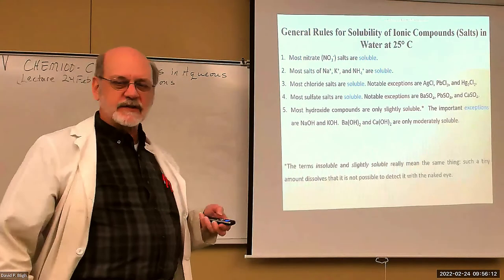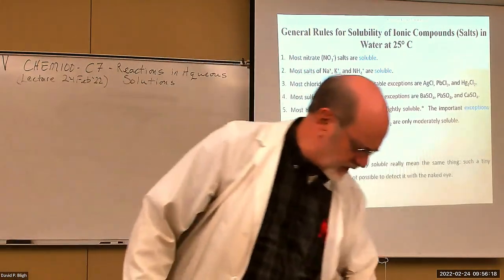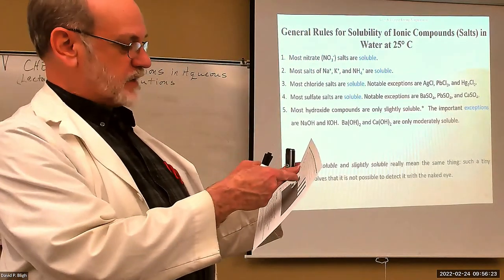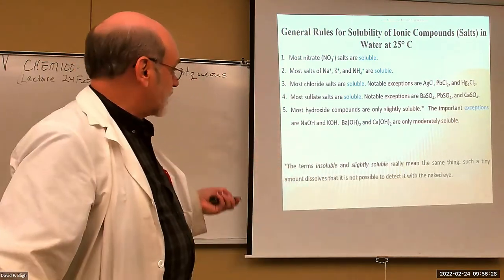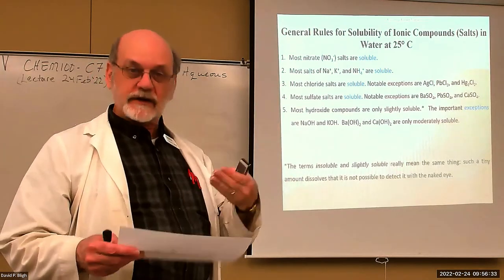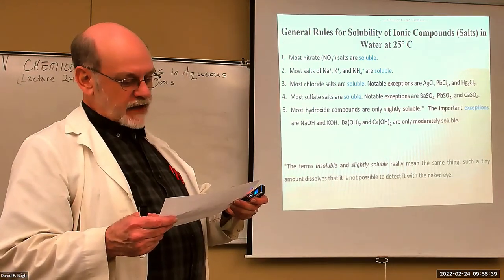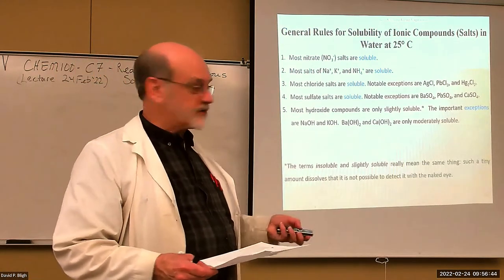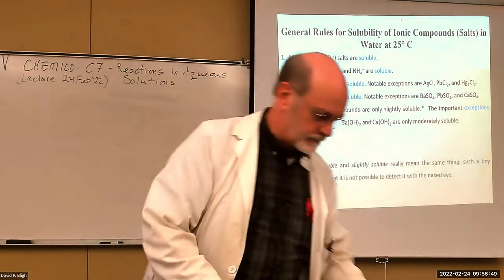Barium hydroxide and calcium hydroxide are only moderately soluble. So let's see what the chart says about those. Barium hydroxide: there's barium and there's hydroxide. This chart says barium hydroxide is soluble. In fact, it's moderately soluble, so for our purposes, just count it as soluble. Calcium hydroxide is counted as insoluble. So for our purposes, count calcium hydroxide as insoluble and barium hydroxide as soluble.